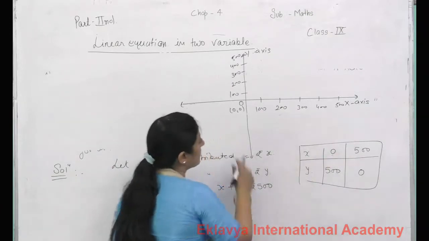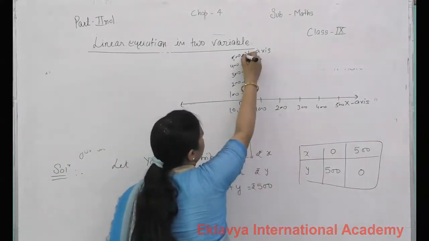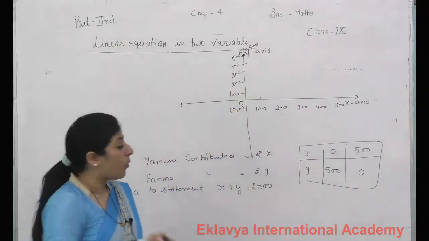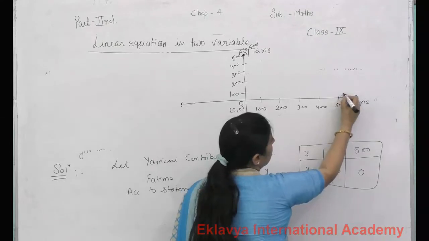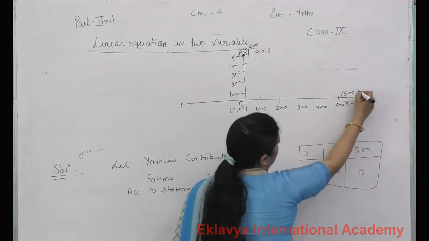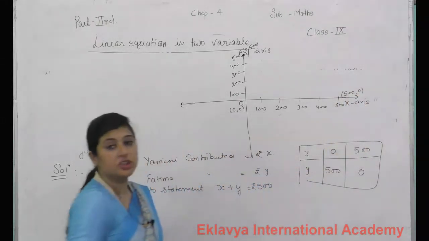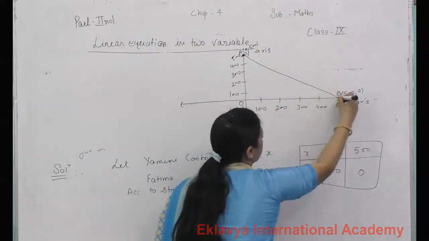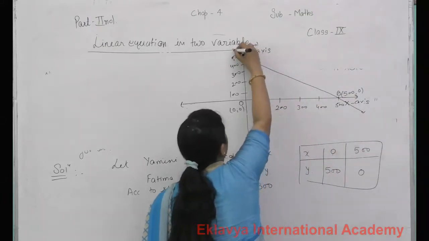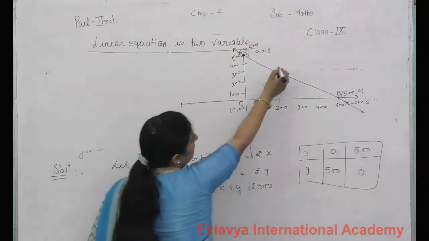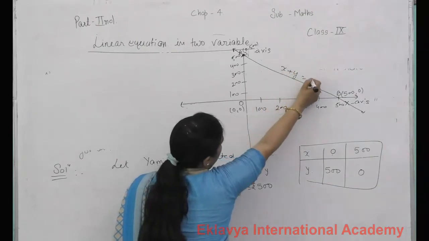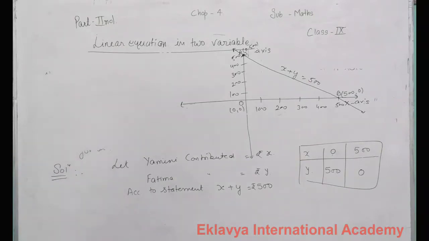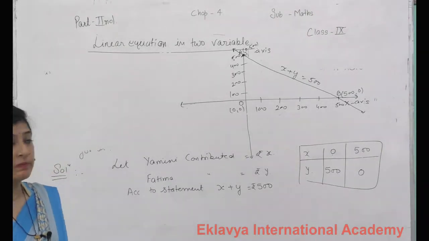Now see, x is 0, y is 500. We can take this one point A (0, 500). If x is 500, then y is 0. This is point B. Now join them. Then we can write x plus y is equal to 500. This is how we draw a graph for the given question.